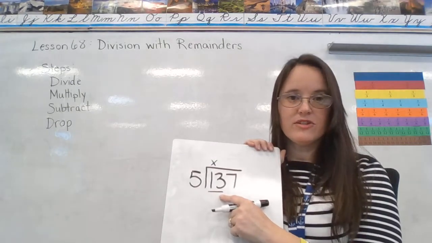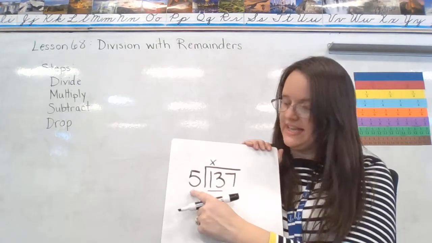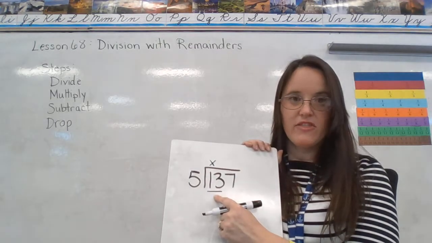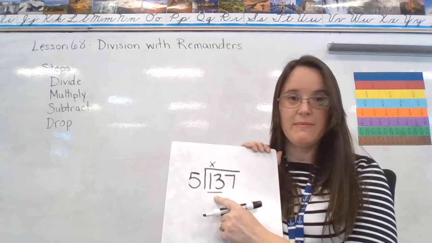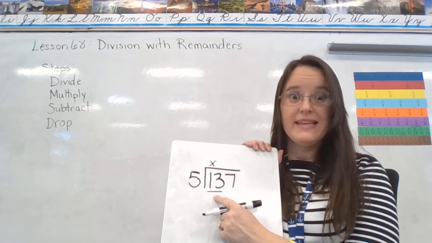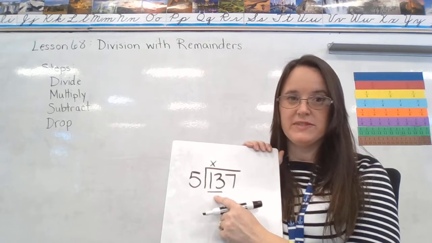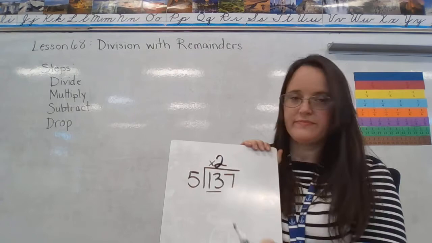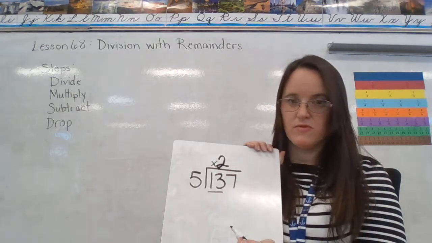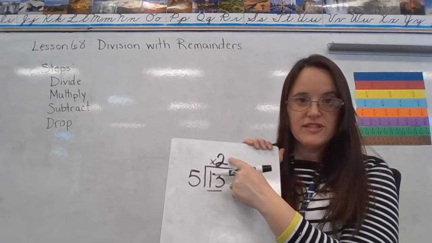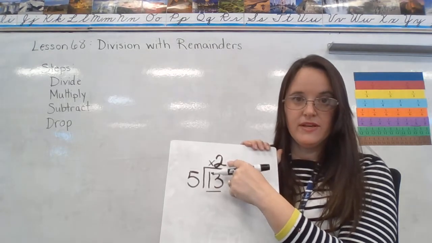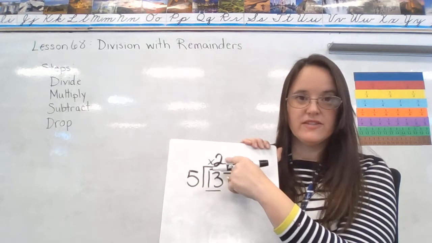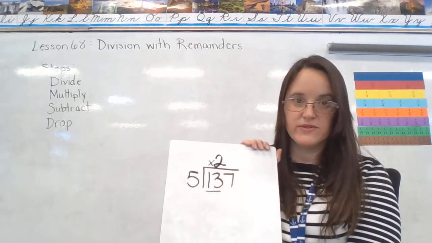Now we have 13, and we say, can 5 go into 13? If I have 13 tens, can I make groups of 5? Yes, I can. How many groups of 5 can I make? Well, I can only make 2. Don't quite have enough to make 3 groups of 5. So my answer to the division goes up here. Up at the top, this is going to be the answer to your whole problem. You write your answer to division on top of the house there.